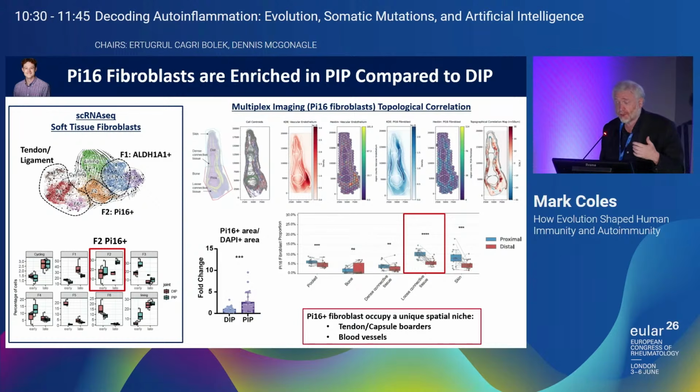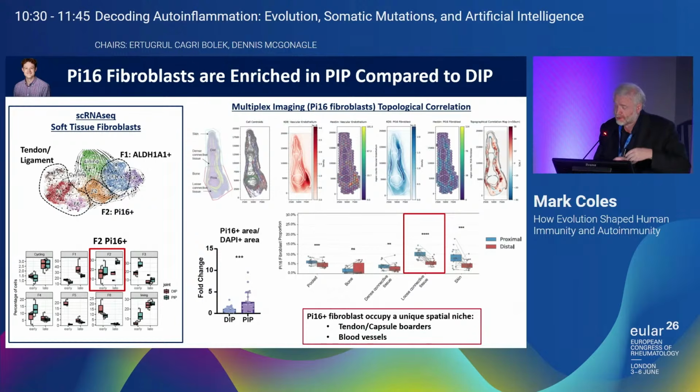What we've done is multiplex imaging, looking at the PI16 fibroblasts and the topological correlation between PI16 expression and the different parts of the synovium. What we're able to show is that the PI16 fibroblasts are located around two structures. One is blood vessels, and we'll talk about vasculature in a few minutes. So you see lots of vasculature in the developing sublining synovium, but not in the lining layer synovium.